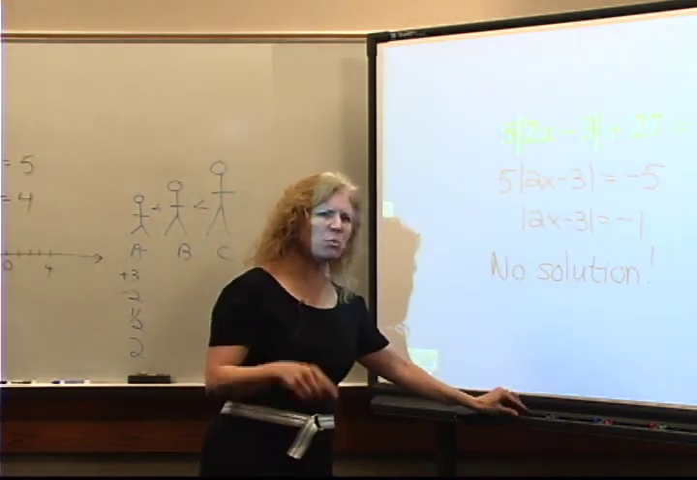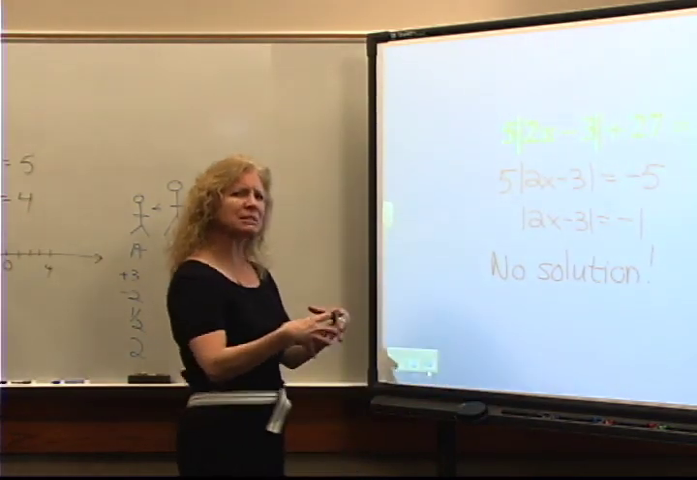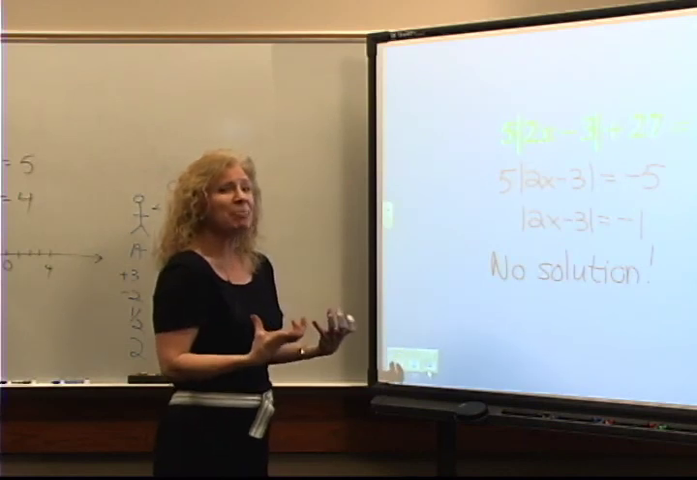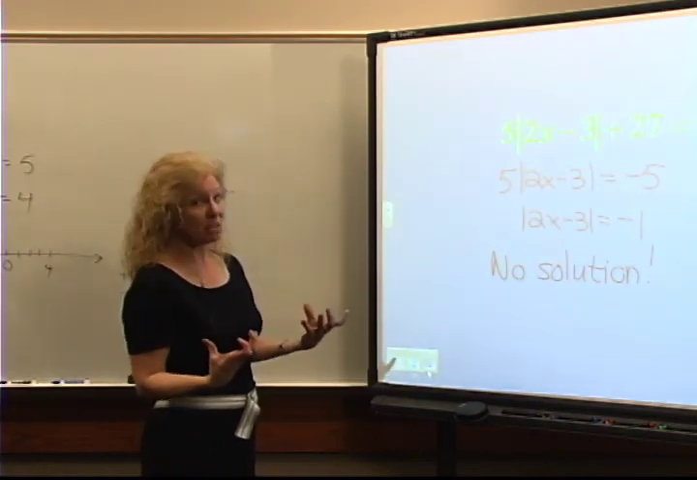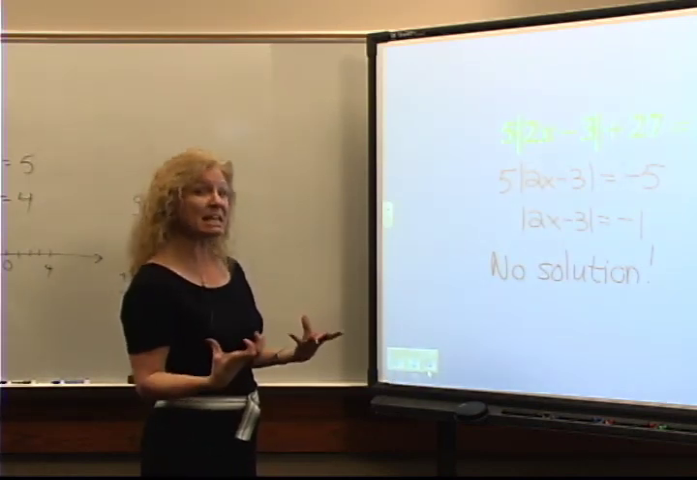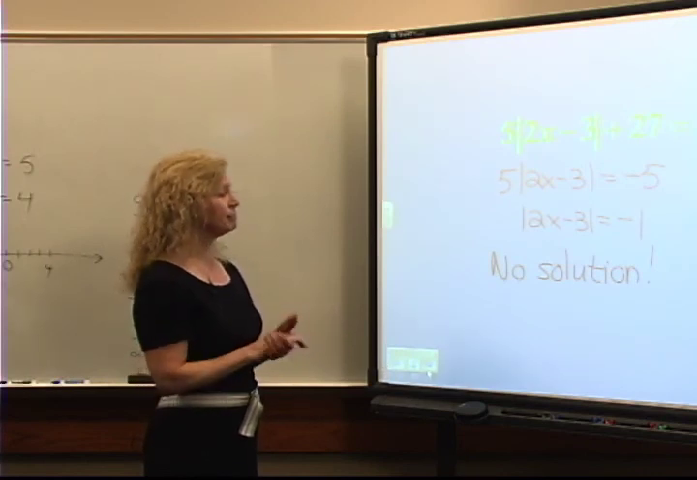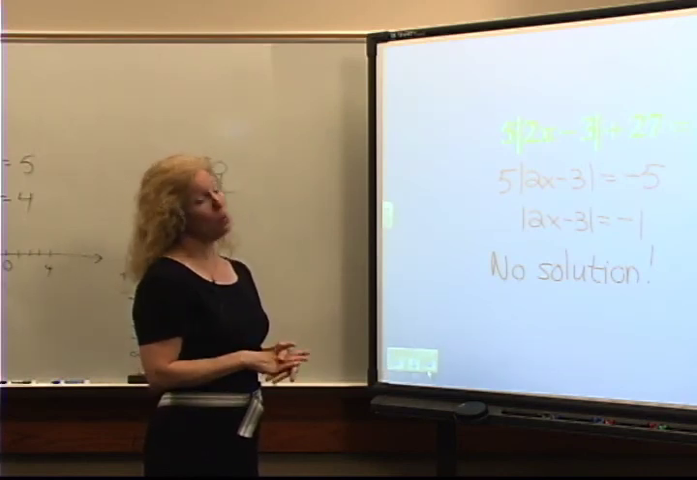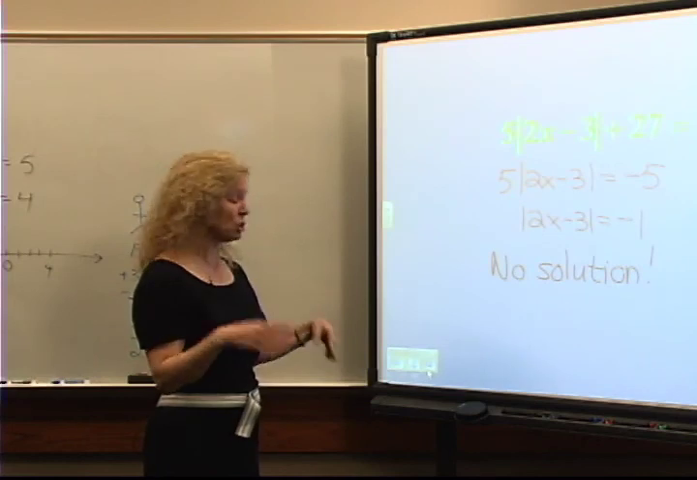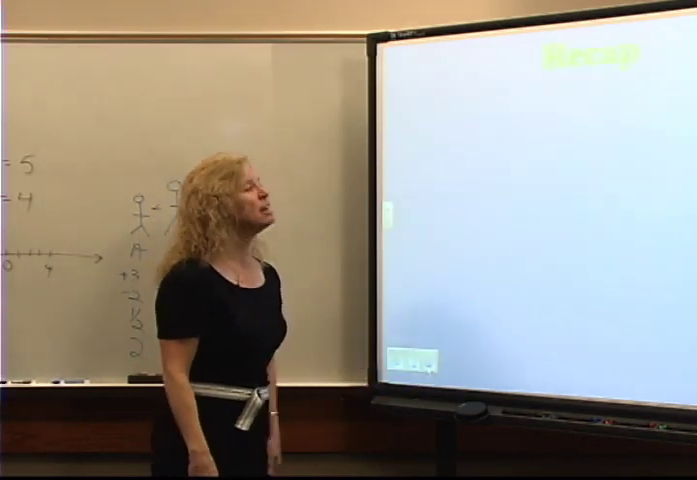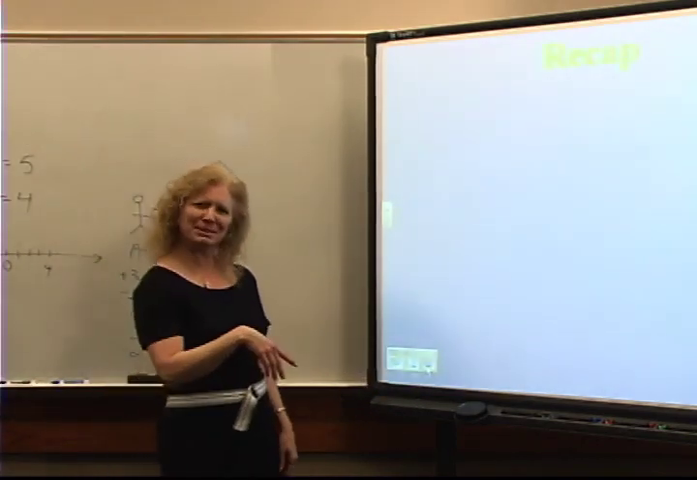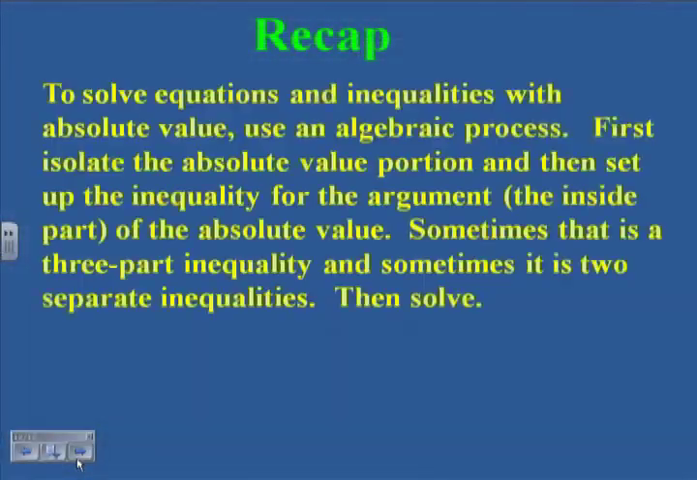So watch, every once in a while as you're working with your absolute values, if that negative pops up, first thing to do is to make sure you have not made a mistake up to that point. But if you have not made a mistake, there's no solution. Okay, so just a quick recap. These weren't so bad, were they?